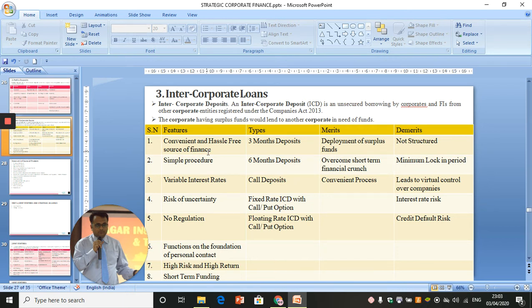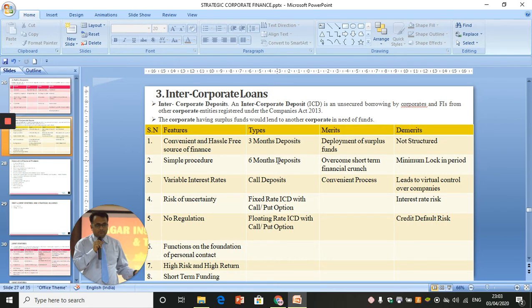So what are the features? It is a convenient and hassle free source of finance, with simple procedures because it is company to company. Variable interest rate, and risk of uncertainty is always there. Nobody can say that anything is certain. Then there is no regulation, because it is company to company. It functions on the foundation of personal contact. So if someone has good personal contacts, then they can easily go for these loans. Then high risk and high return, short term funding.